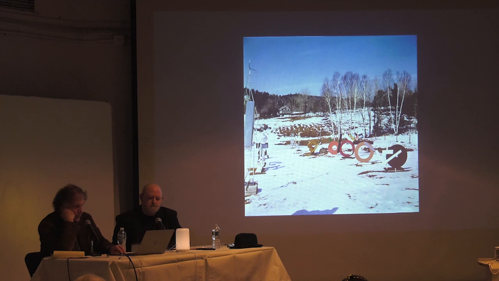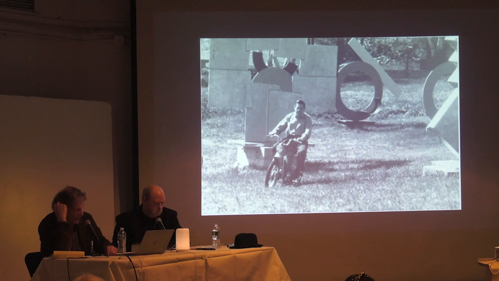I wanted to show this sort of strange photograph which Alexander Lieberman took a week before Smith died in May 1965. Smith was on the red Honda trail bike that he'd recently bought. And you see the circles. I don't quite know why they look so gigantic here, but they do. And then the other work directly behind him is Untitled Candida.